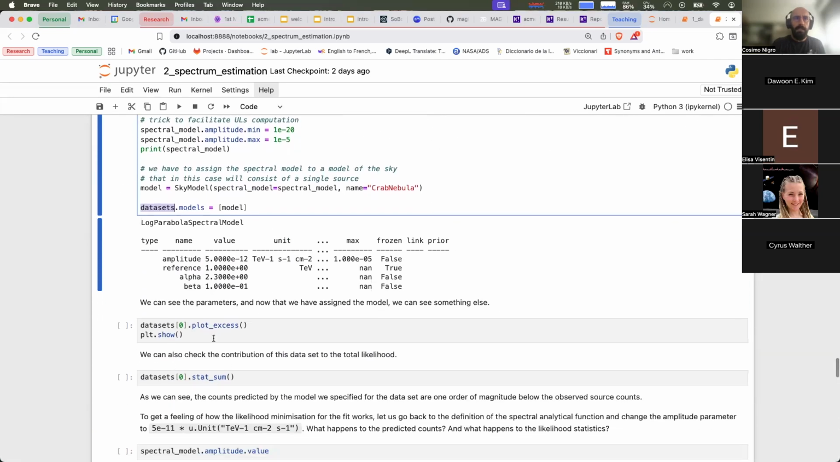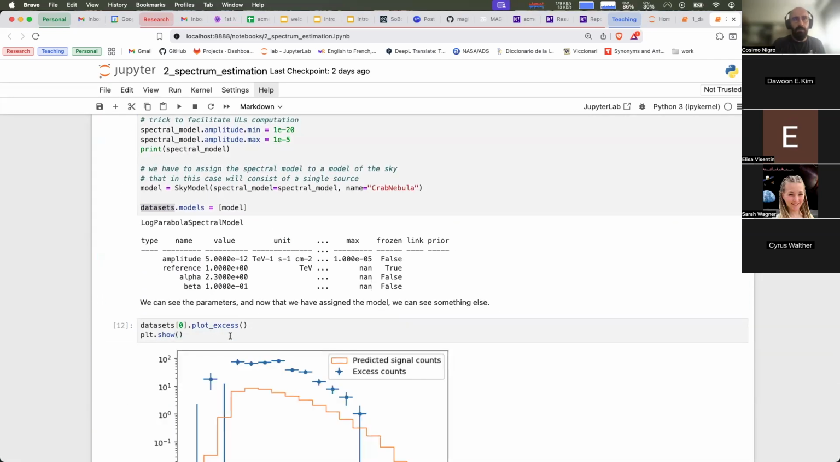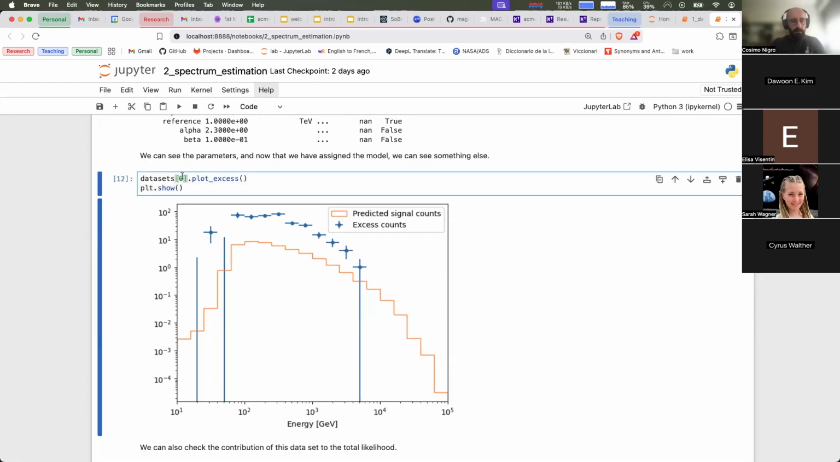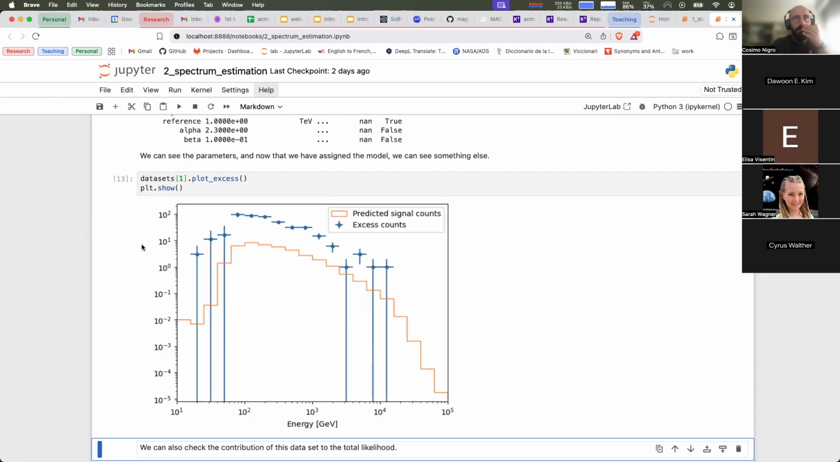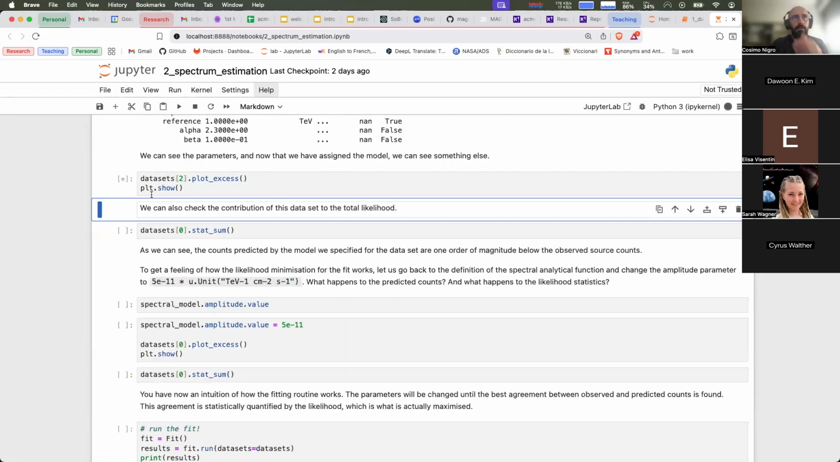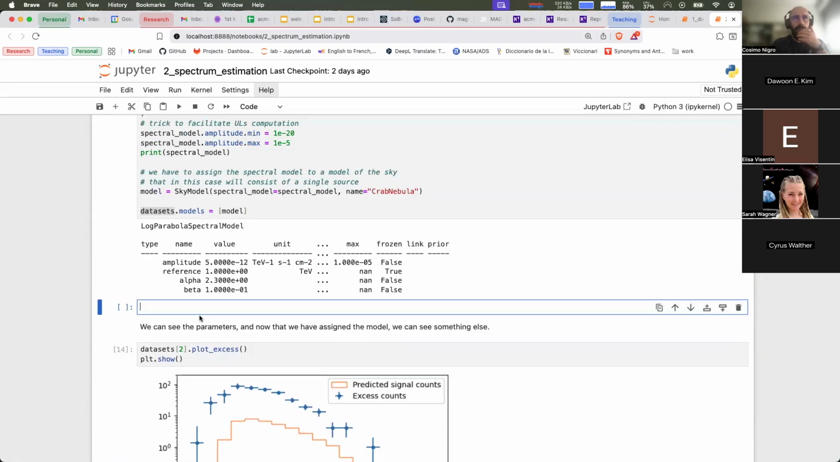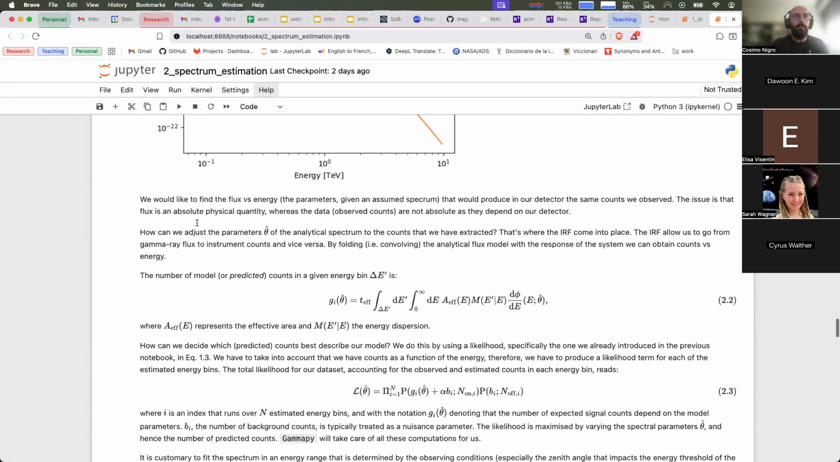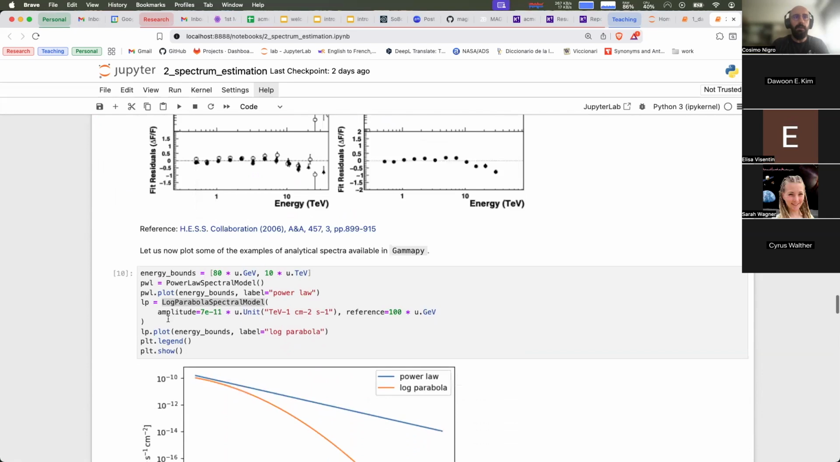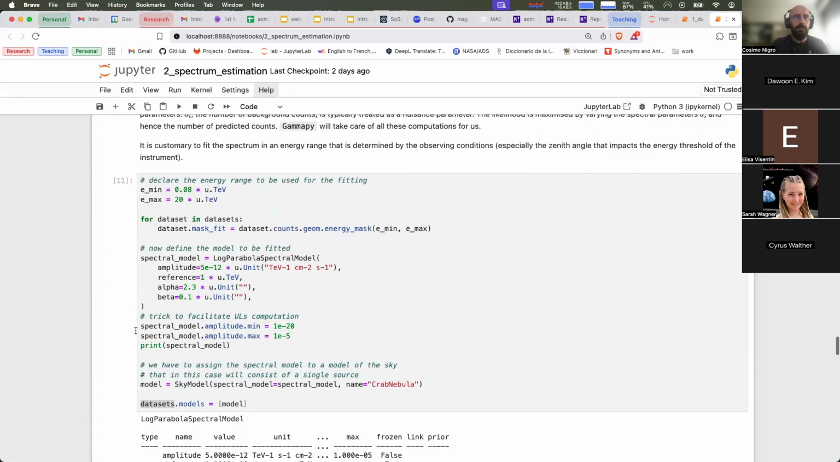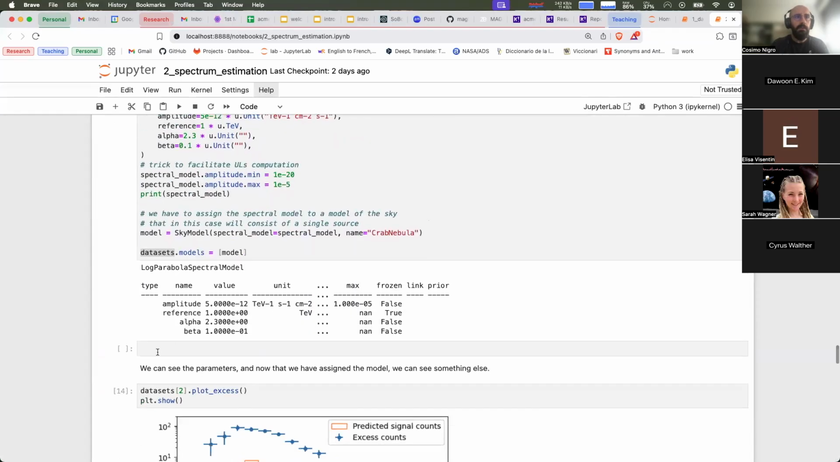And so basically what I can do now with the function plot XS, per each data set, I can plot this predicted signal counts, okay? So dataset 1. So what I'm doing is I'm saying to the routines, basically, this is the power law, this is the model that I define. It's a parabola in this case. I will plot it here, spectral model.